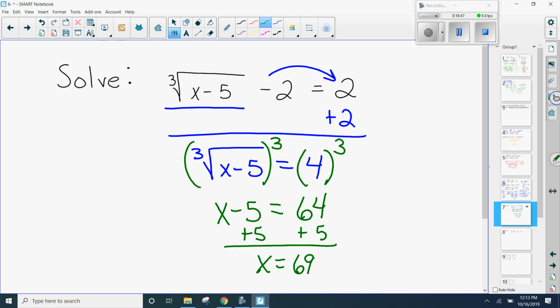When you solve these types of problems, you have to check yourself, because there is a possibility it could give you an imaginary number underneath the radical sign or something. So put 69 back in. What is 69 minus 5? 64. What's the cube root of 64? 4. What's 4 minus 2? 2. So that works. There's your answer. You need to check for what they call extraneous solutions. Once you solve, you want to put it back in and see if it gives you a correct solution.